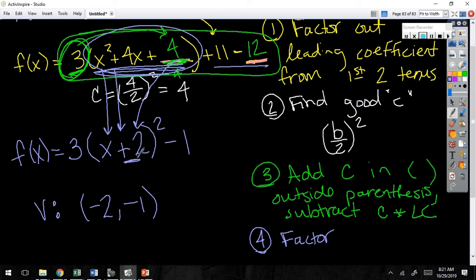Let's do one more. Let's say f of x equals. What did we solve? We didn't solve. We changed the form to vertex form. We changed from standard to vertex form.